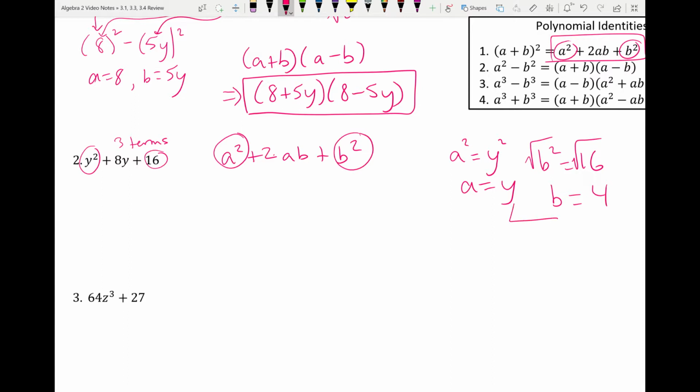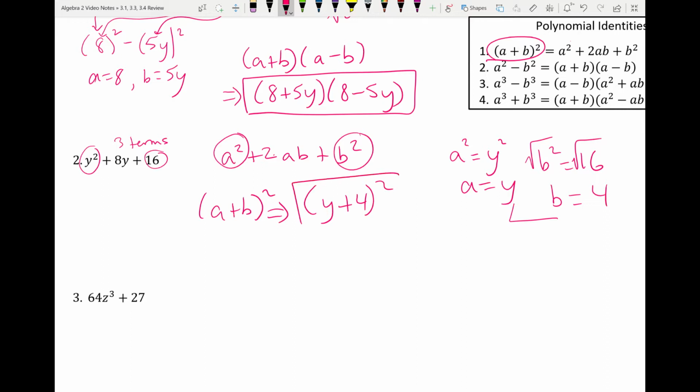So we can plug it into this left side, a plus b squared. So we have a plus b squared. So if we plug that in, we get y plus 4 squared.